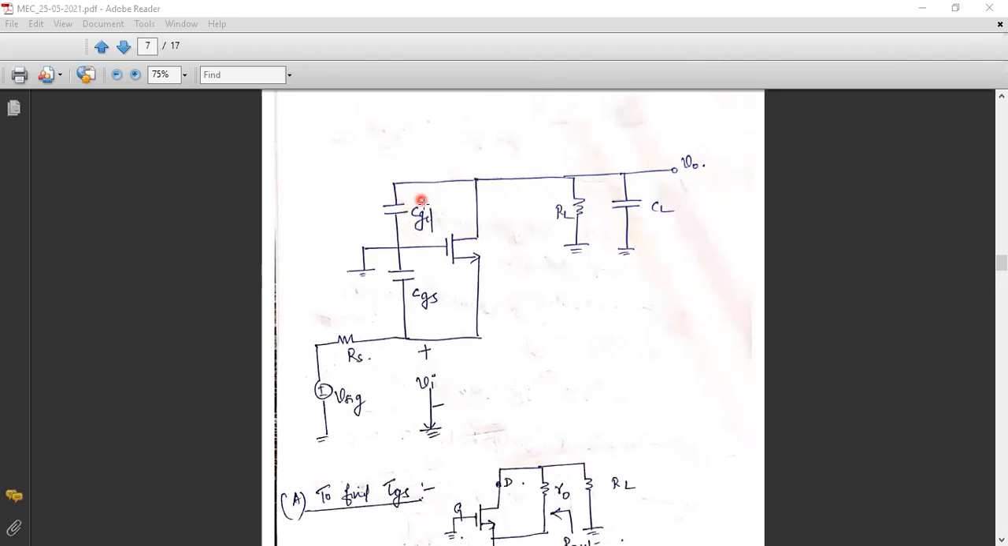CGD is nothing but the capacitance that you have connected between gate and drain. CGS is the capacitance between gate and source. CL is the load capacitance. What is CL? CL is a load capacitance which is connected across the load resistance RL.